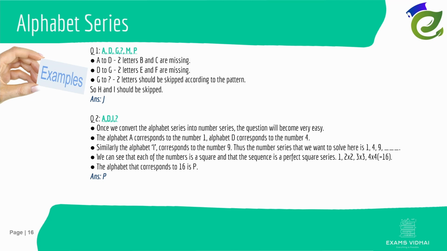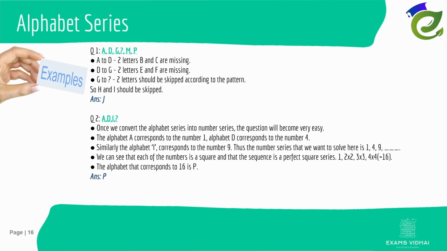Question 1, we are given with A, D, G, question mark, M and P. So what can we observe from here? We see A to D, two letters, that is B and C are missing. From D to G, again two letters, E and F are missing. So we see that two letters should be skipped according to this pattern. So we should skip H and I to get the next letter. Hence J is our answer.